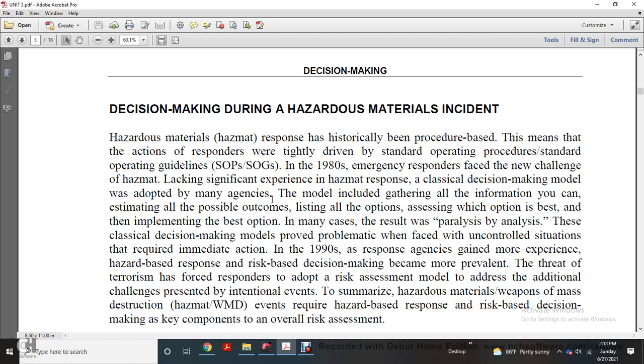If the hazmat response is struggling, procedures are the basis for the action. Responders followed standard operating guidelines from the 1980s in the emergency response phase. With a new challenge, hazmat responders lacking significant experience responded with the classic decision-making model adapted by many agencies: gather all the information you can, estimate the possible outcomes, list the options, assess the options, and implement the best option.